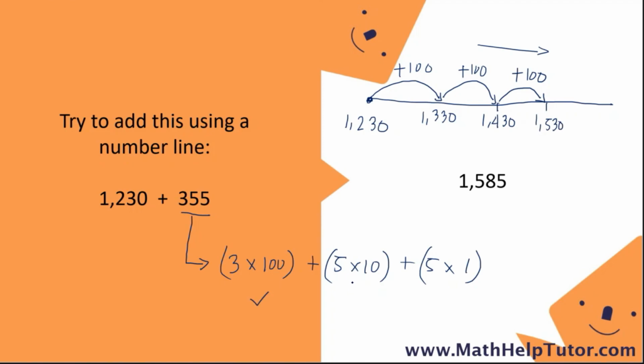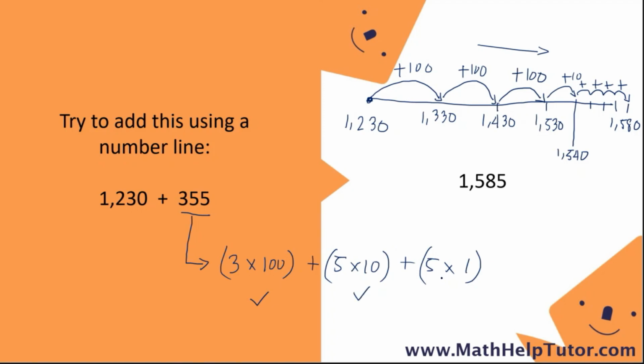Next, we add the tens place, and we have 5 tens. It's 1, 2, 3, 4, 5. It's plus 10, plus 10, plus 10, plus 10, plus 10. That's 5 tens. We add 10 to 1530, becomes 1540 here, 1550 here, 1560, 1570, and then it becomes 1580. So we're done with the tens place.